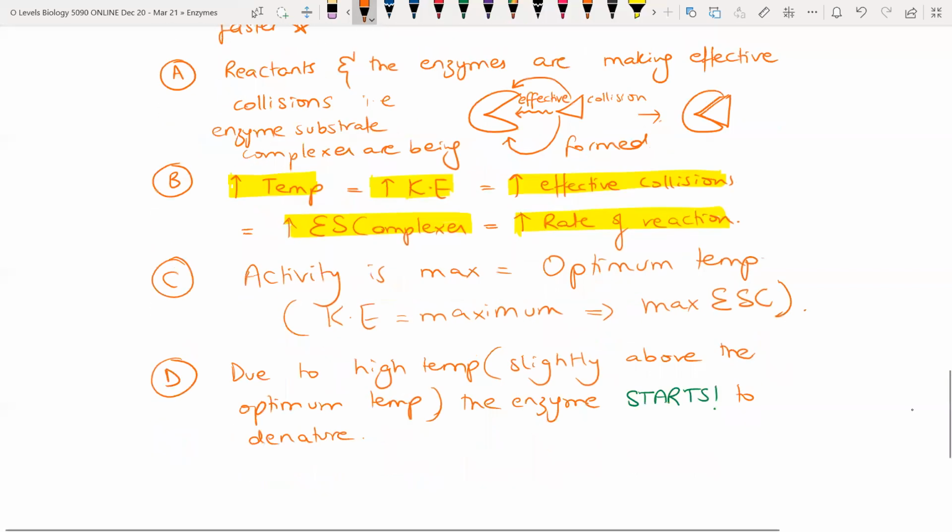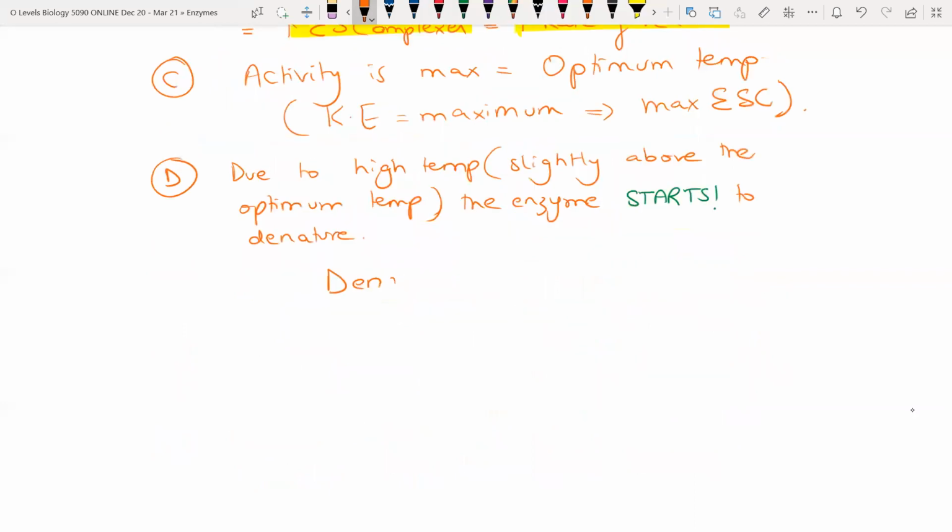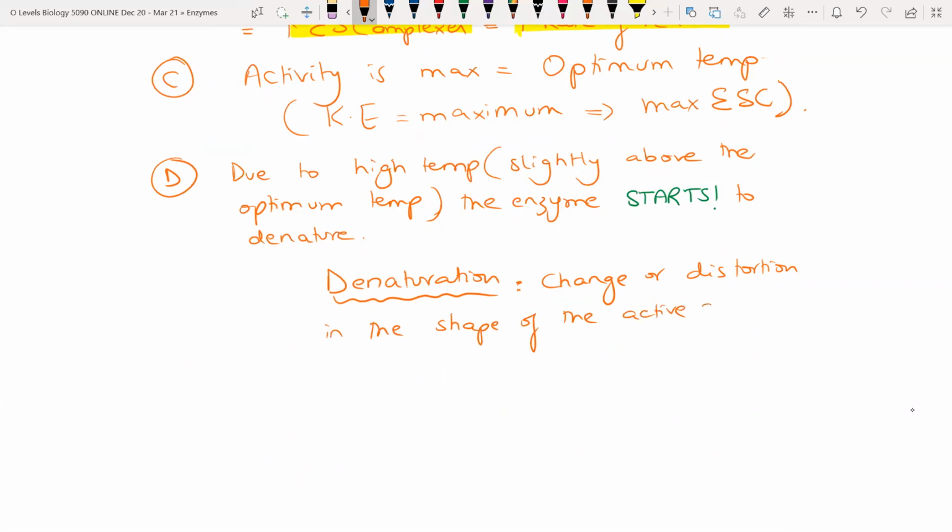Okay, now we need to understand what denaturation means. So let me write that as a subheading. Denaturation is basically a change or distortion in the shape of the active site. So for example, let me draw the enzyme that I drew earlier. If that was the enzyme, after denaturation, it would become like the following.